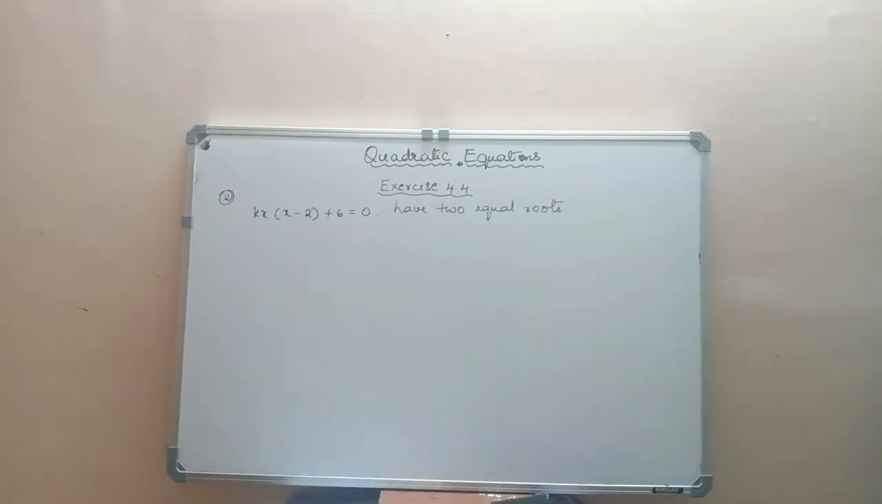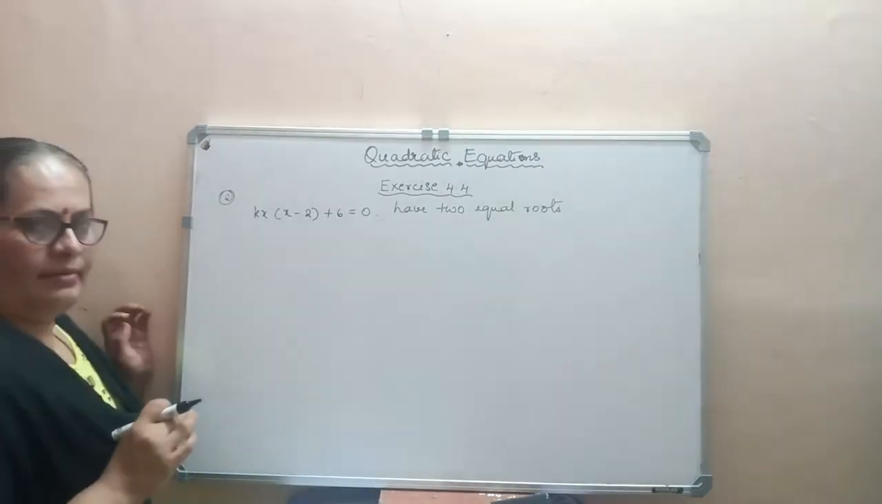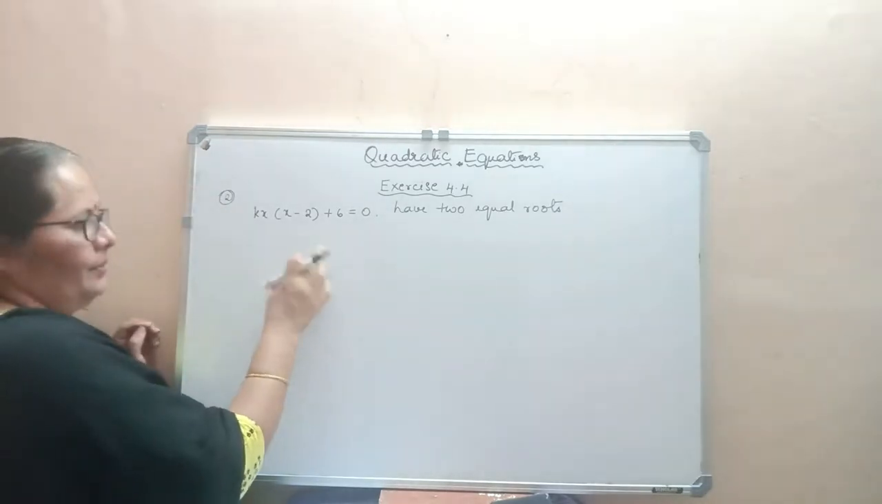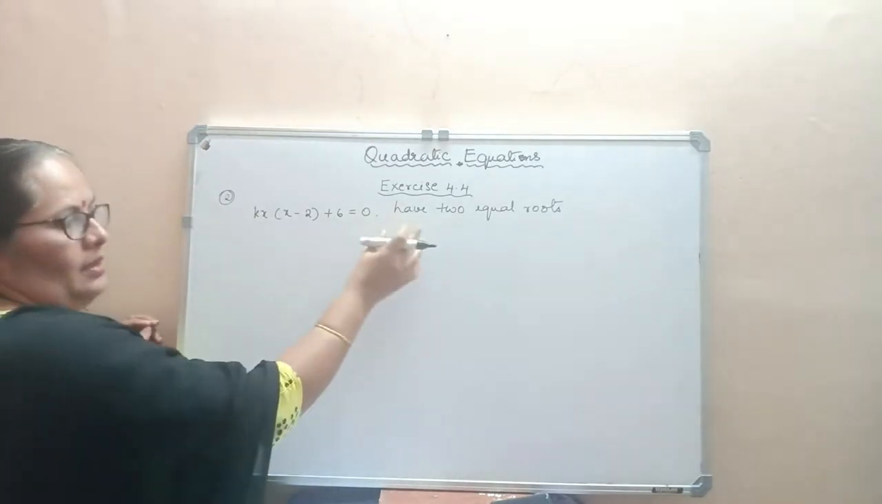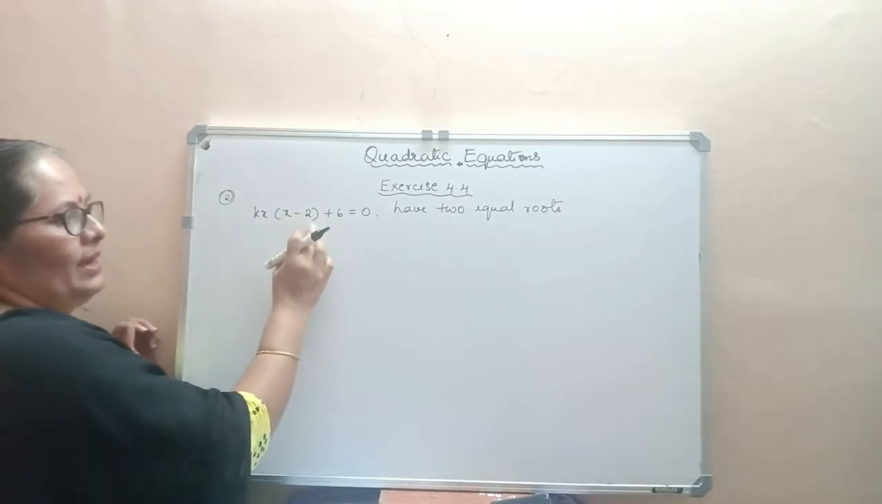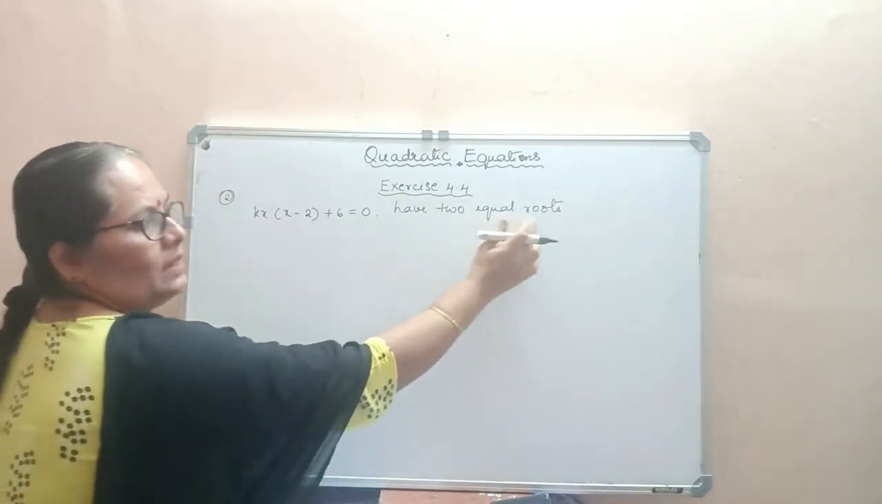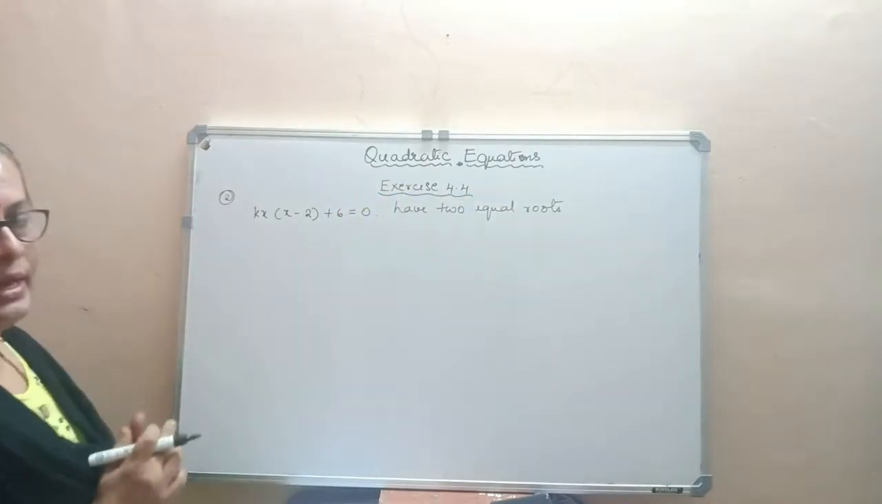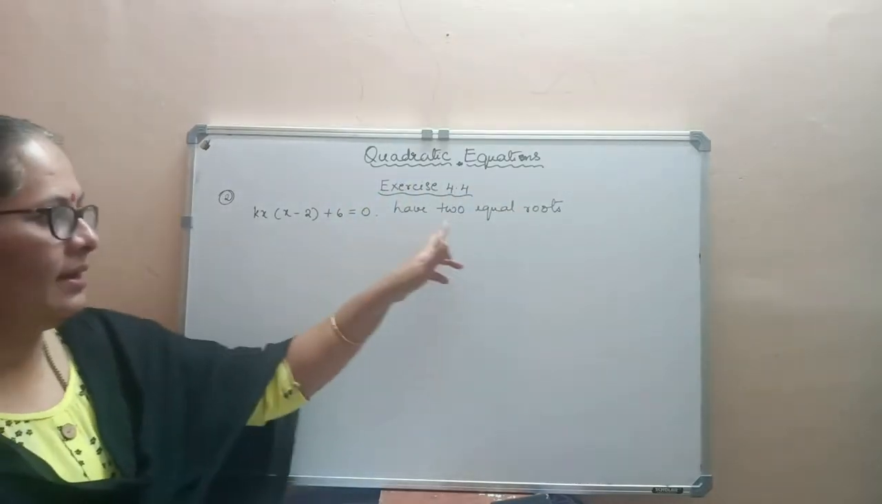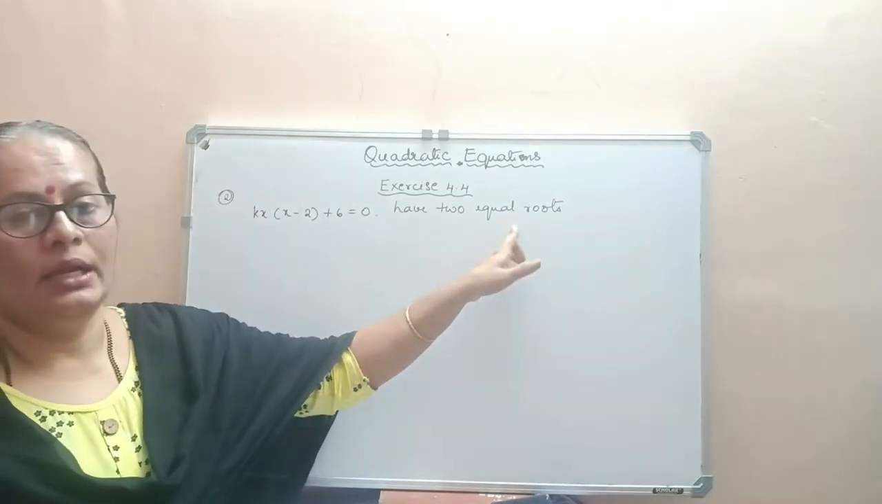Now, second main. Find the k value of the equation kx(x − 2) + 6 = 0 having two equal roots. You need to find the k value using the condition of two equal roots.